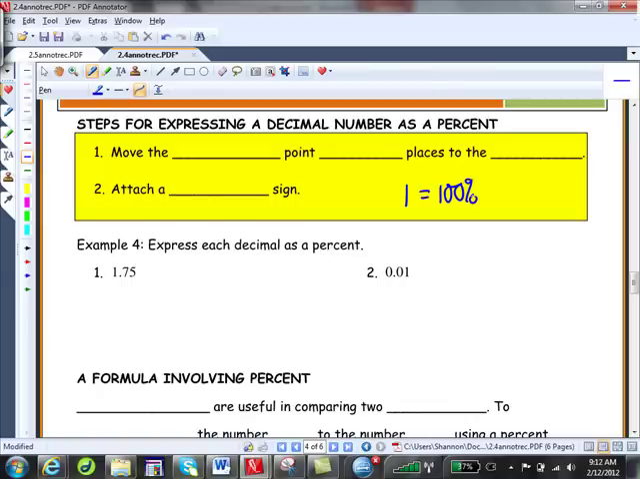So when you're multiplying by 100, you move the decimal point 2 places to the right. And then you're going to attach a percent sign. That's how you pay for that. So here, we're going to multiply this by 100%, which is just multiplying by 1. Okay. And we will get a result of 175%. You try the next one and see how you do.